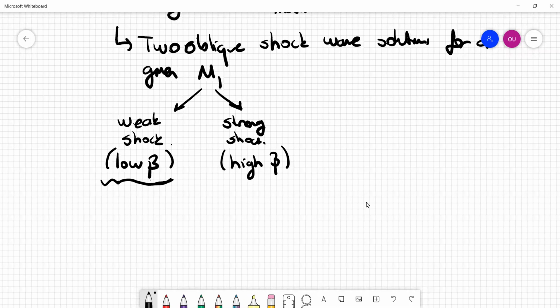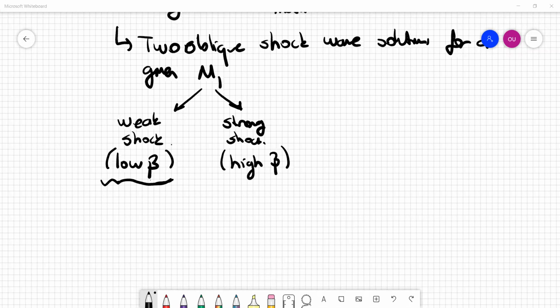So we are a little bit running out of time. I will continue this tomorrow, but before we finish today, I would like to quickly show you, of course we will discuss it in more detail tomorrow, how this theta beta M diagram looks like.